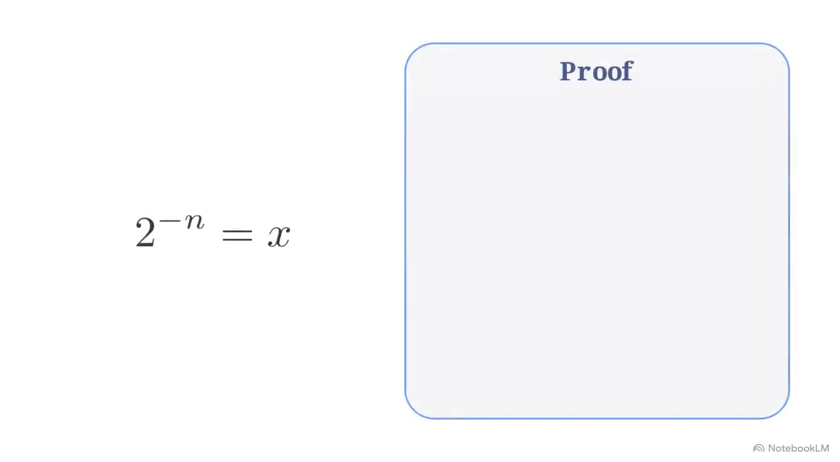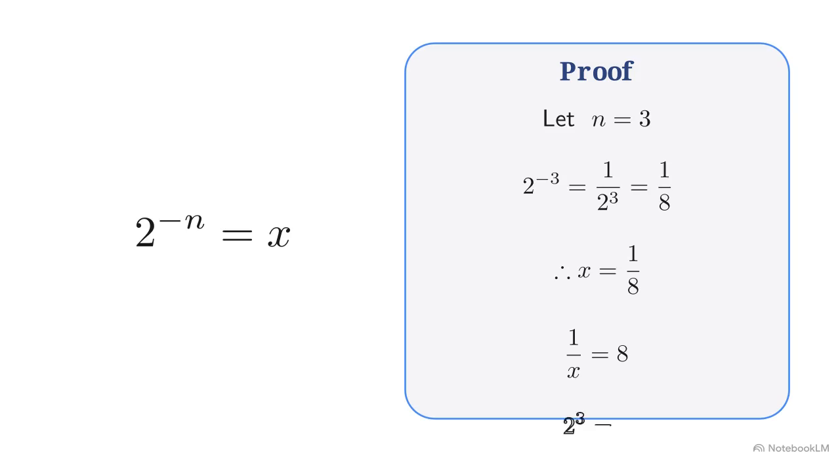Let's test the algebra with real numbers. Setting n to 3, our equation becomes 2 to the power of negative 3. That evaluates to 1 over 2 cubed, which is 1 over 8. In this scenario, x equals 1/8. Now we apply the flip. If x is 1/8, then the reciprocal, 1 over x, is simply 8. If we look back at our base, 2 to the positive third power also equals 8. The mechanics line up perfectly.